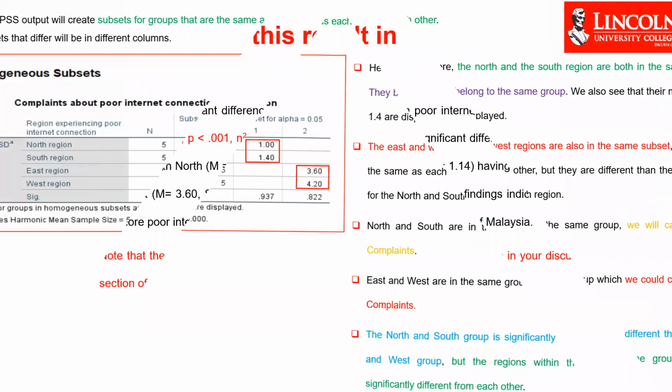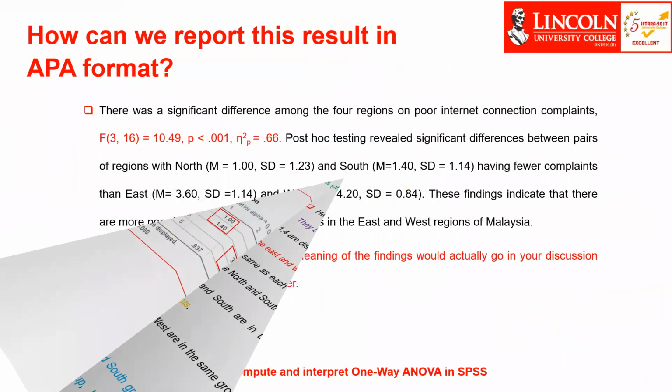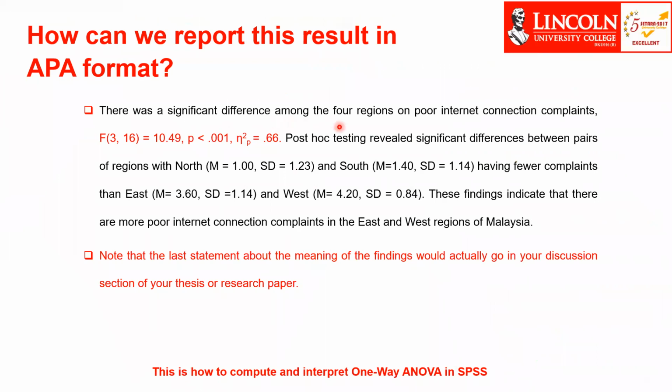Now, how do we report this? There was a significant difference among the 4 regions on poor internet connection complaints. Then you put this equation: F(3, 16), these are your degrees of freedom, your value for F, then of course your p less than 0.001, and of course your effect size as computed. So you change this one to 2 decimal places.